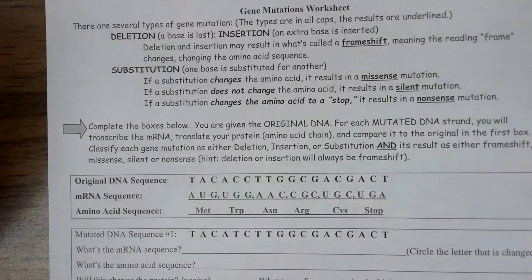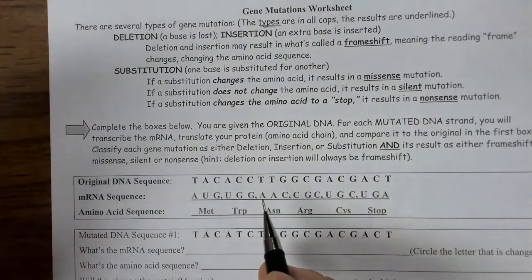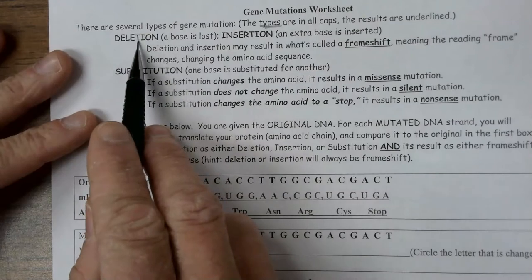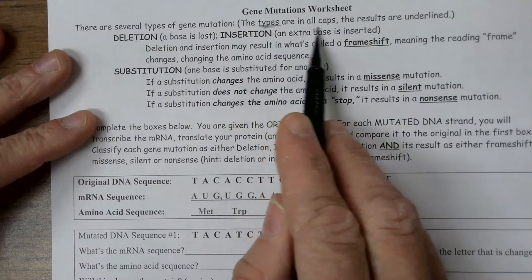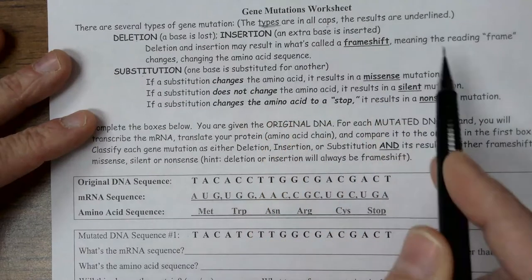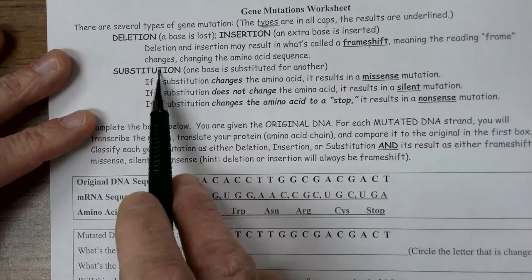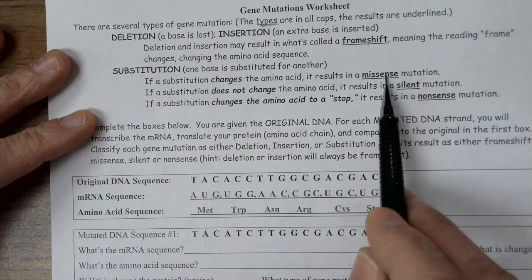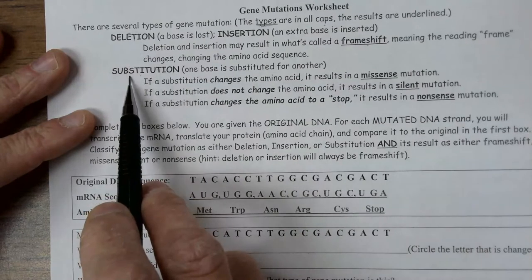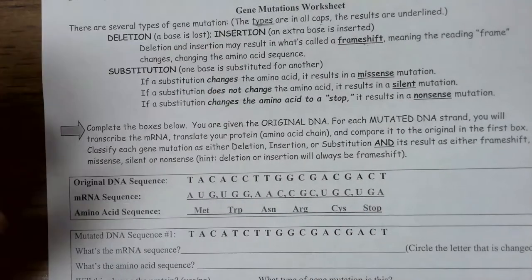Now, as we get started looking at genetic mutations, it's important that you keep track of the types of mutations. This is what actually happened to the nucleotides. Were they deleted, inserted, or substituted? Those in all caps are the types, and the results are underlined. Deletion and insertion: the result is always frameshift. Substitution: the result could be missense, silence, or nonsense. So three possible results for substitution, one result for insertion or deletion. Keep going back to this as you work on the assignment.